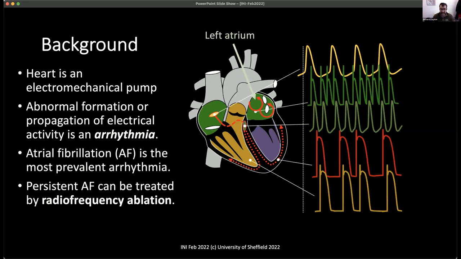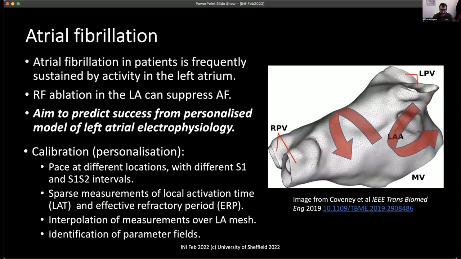The left atrium is often the place where this arrhythmia is sustained. And for the rest of the talk, I'm not going to talk about the rest of the heart at all. I'm going to just talk about the left atrium. So a little bit more about atrial fibrillation. The picture here on the right shows a mesh of the left atrium generated from a patient. It's basically a complicated surface which we can treat as a two-dimensional surface with 5 holes in it.